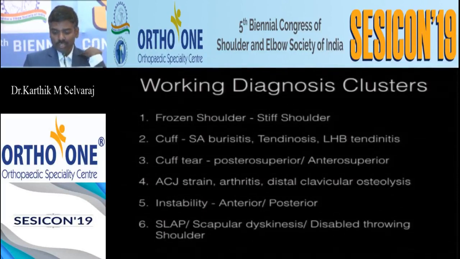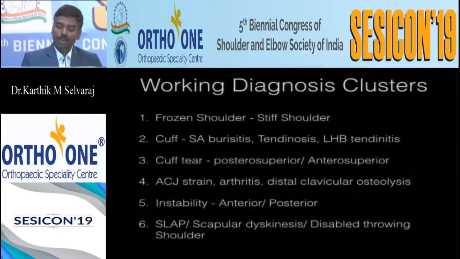Usually, you put a finger on the AC joint, and the patient comes with pain here, then it is AC joint strain. And then obviously, an instability patient tells you that there is instability. But then there's subtle instability, scapular dyskinesis, disabled throwing shoulder and SLAP. This is a totally different group. These patients don't complain of instability, but they come with pain and reduced strength up here. And obviously, cuff tear patients have weakness. And then there is this whole group of patients who are the majority, where there is bursitis, tendinosis, and secondary long head biceps tendinitis. These are the patients we commonly see, and these are the challenging patients, because they keep coming to us with pain. You inject them, you exercise them, they come back.